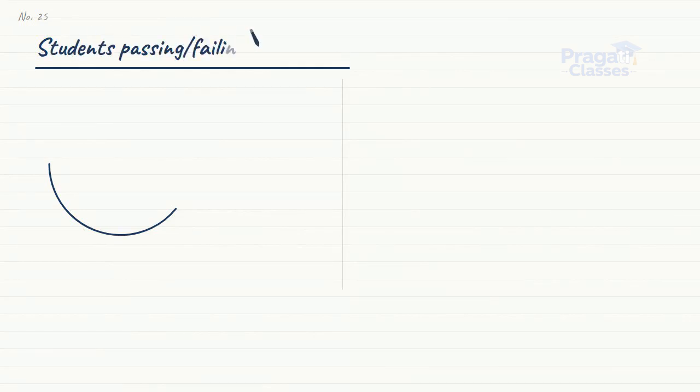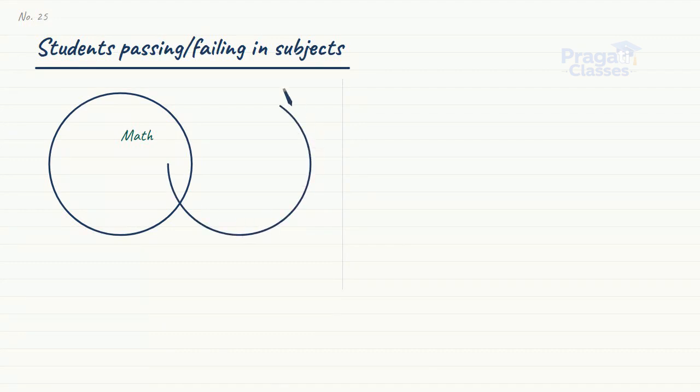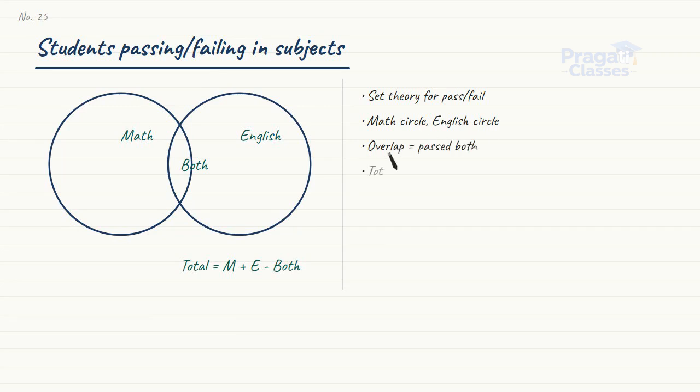So we just figured out how to calculate pass percentages and marks. Now let's see what happens when a student takes more than one subject. Picture this on the board. Imagine your class just got results for math and English. Some kids passed math, some passed English, and a few lucky ones passed both. We can use two overlapping circles to sort this out, one circle for math, one for English. The overlap in the middle? That's the group who passed both subjects.